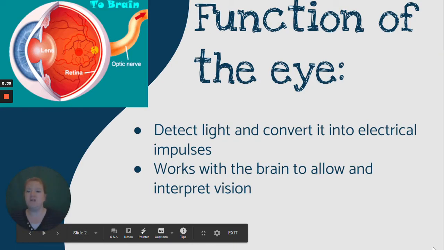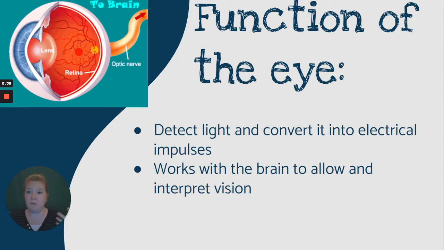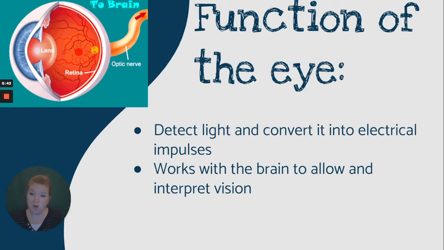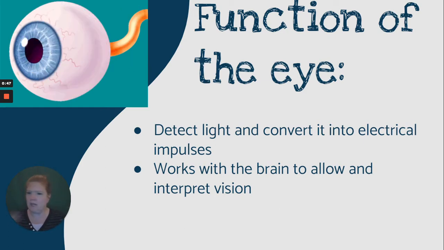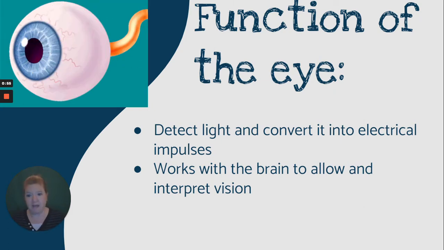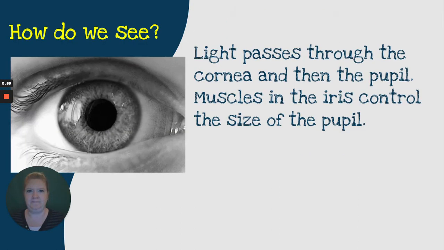What is the function of the eye? Okay, well, your eye detects light and then converts it into electrical impulses. Why? We need those electrical impulses to travel down a nerve and get to our brain so that we can actually interpret vision. So it's one thing to have these signals about reds and blues and greens and shape and movement and darkness, but to not be able to interpret that into what we see, that would be problematic. So luckily, our brain is able to work with the eye.